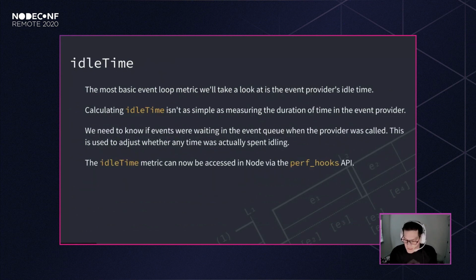So first, the idle time. It's the most basic event loop metric, and calculating idle time conceptually is simple. You just say it's the amount of time blocked or idle within the event provider. Unfortunately, it's not that easy to calculate. We'll get to that in a little bit.